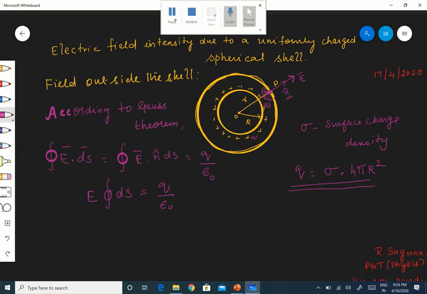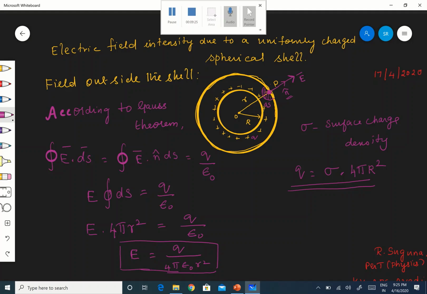Therefore, what is the integral of ds here? It is the total surface area of the Gaussian surface, which is 4 pi r squared. The surface area of the charged shell is 4 pi capital R squared, while the surface area of the Gaussian surface is 4 pi small r squared, where small r is the distance. Therefore, E times 4 pi r squared is Q by epsilon naught. So what is E here? E is equal to Q by 4 pi epsilon naught r squared. This is the expression for the electric field.